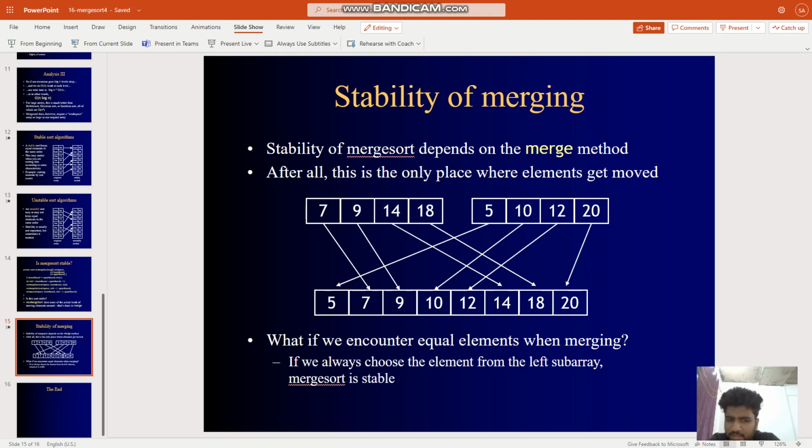Now the question arises: what if we encounter equal elements when merging? If we always choose the element from the left subarray, merge sort is stable, or else it is unstable.